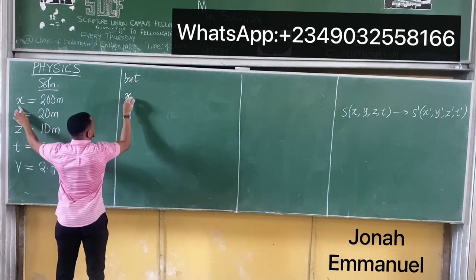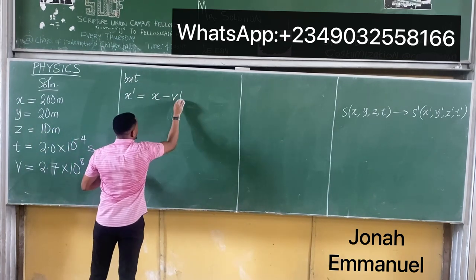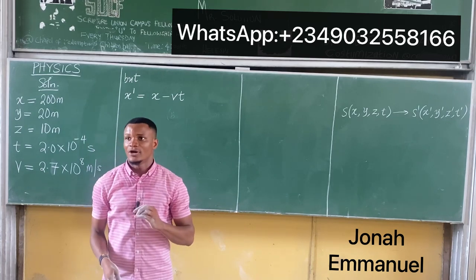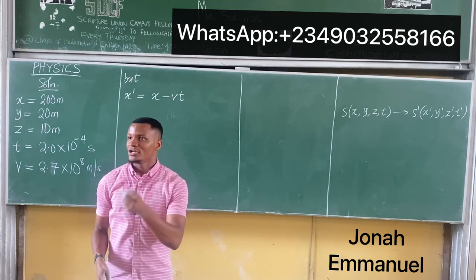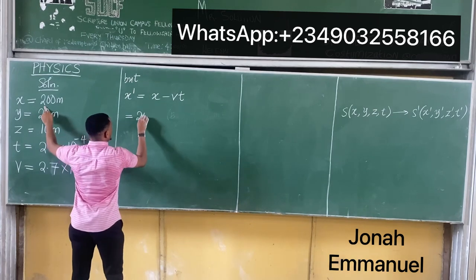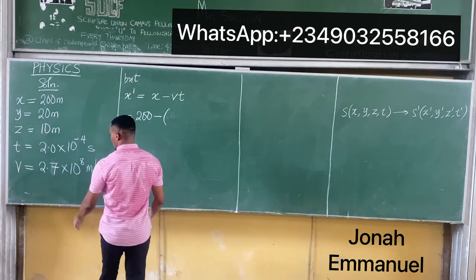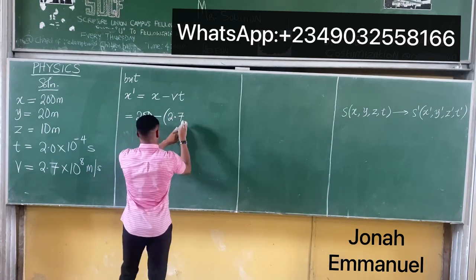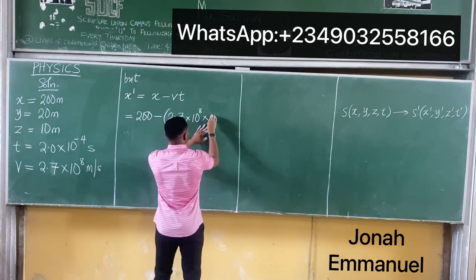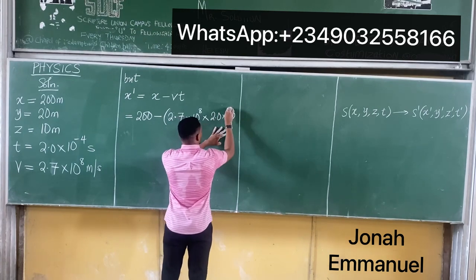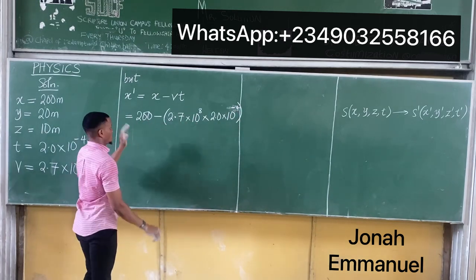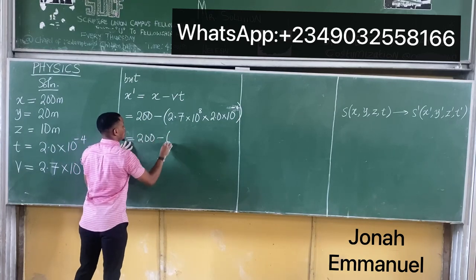We said x prime is equal to what there? Using the Galilean transformation equation, x prime is equal to x minus vt. Give me values, please. X is 200 minus v times t. This one here is 2.7 times 10 to the power 8 times 2.0 times 10 to the power minus 4. So x minus vt is equal to 200 minus this product. Please give me this product. What do you have?